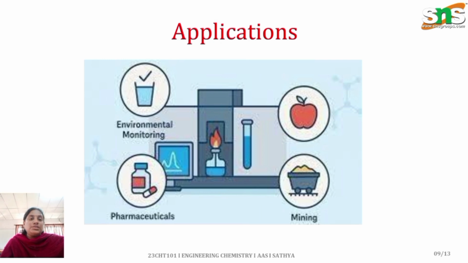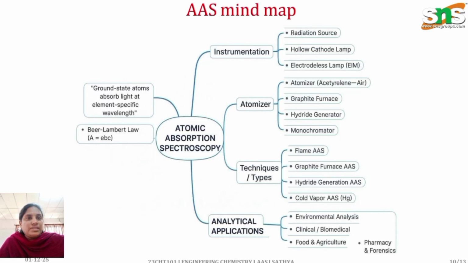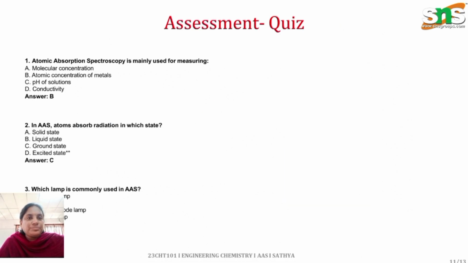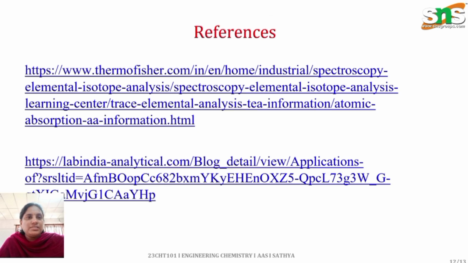AAS is used in a variety of areas, in environmental monitoring, pharmaceutical and mining, and a lot of industrial applications. These are the industrial applications of atomic absorption spectroscopy: environmental analysis, clinical and biomedical, food, agriculture and the pharma industry. These are the assignment questions.